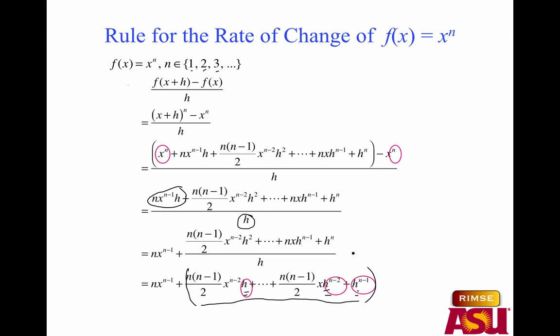Okay, so that makes this expression essentially equal to n times x to the n minus 1 for exceptionally small values of h. So that means that our rate of change function of f with respect to x is n times x to the n minus 1.